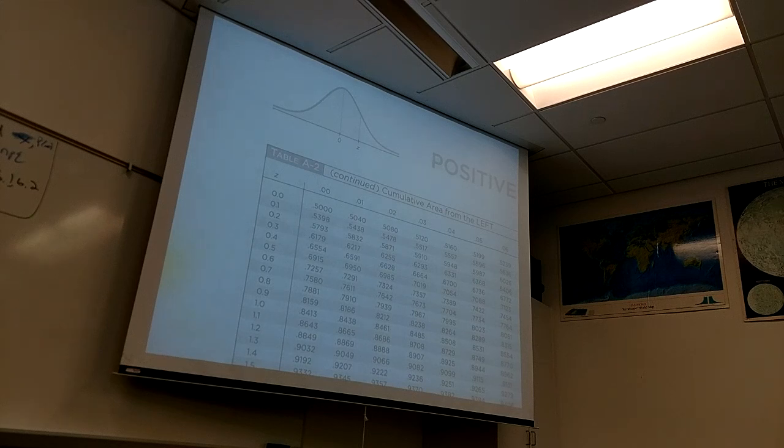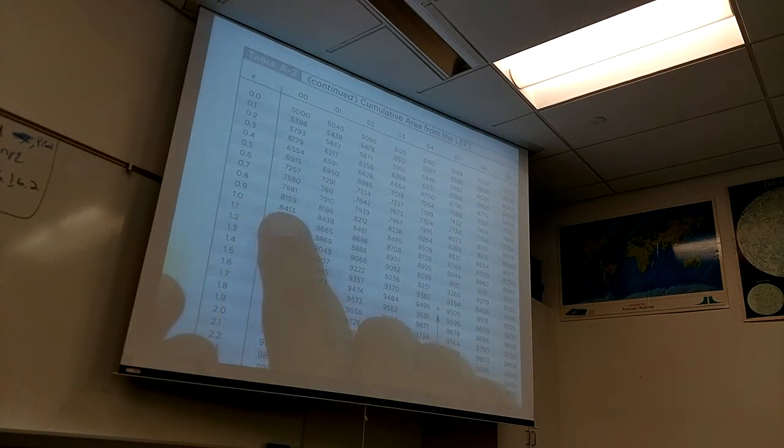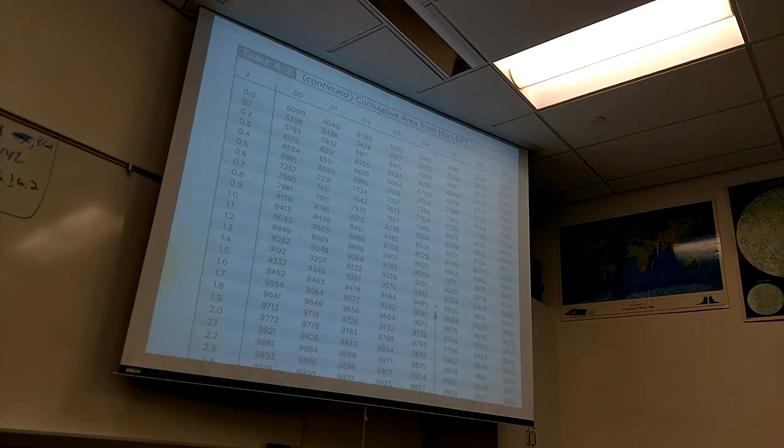So what area is below 1.00? 0.8413. So there's 0.8413 here. Now you guys look up negative 1.00. There you go. Flipping has to happen. So look up negative z-scores. 0.1587. That sounds familiar. 0.1587?